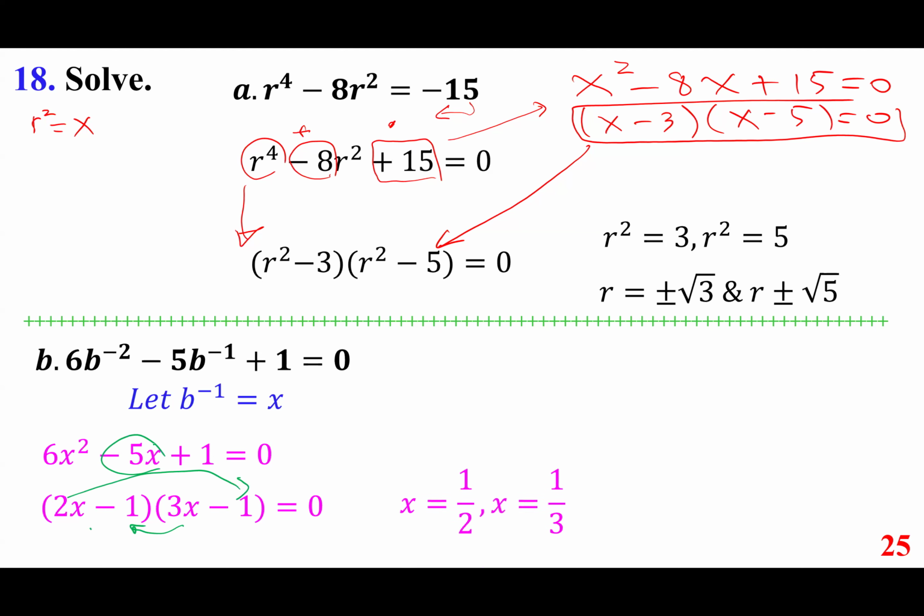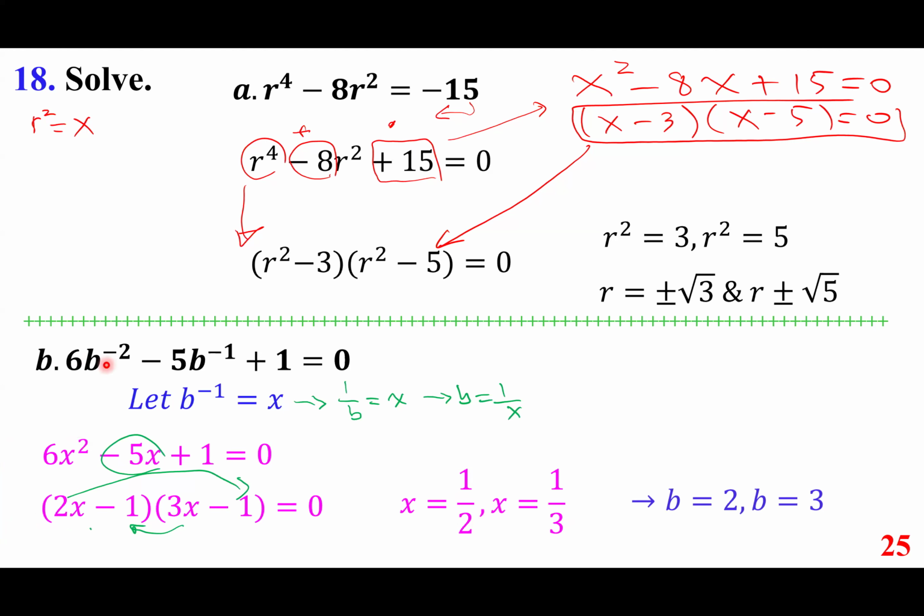So there are two answers for x, but that's not what we want. We want b. And it's important to understand right here, b to the power of negative 1 means 1 over b is x. That means b is 1 over x, which means the two are reciprocals of each other. So if x is 1/2, b must be 2 over 1. If x is 1/3, b must be 3 over 1. So the answers are 2 and 3.